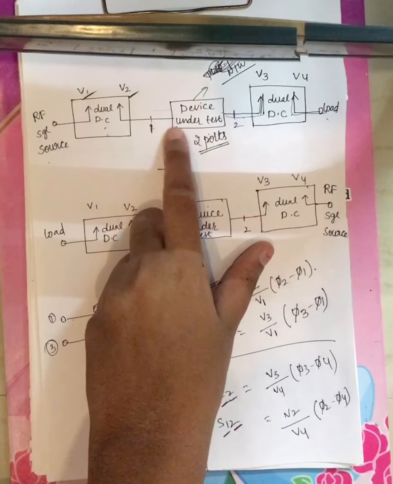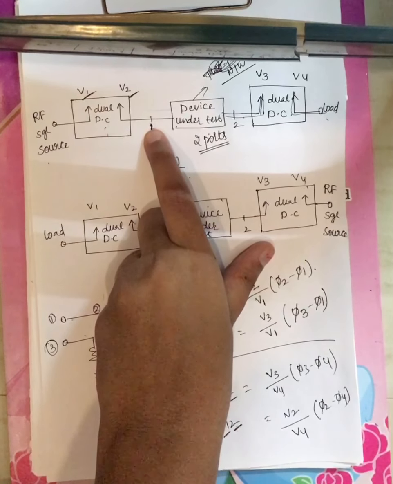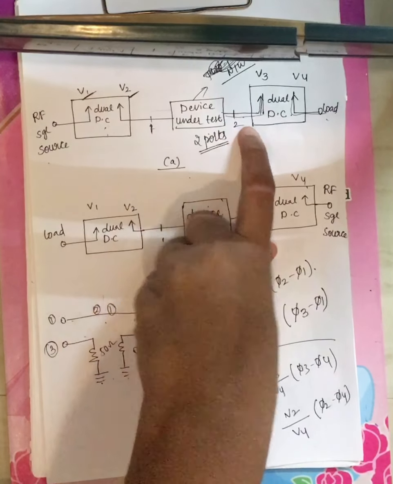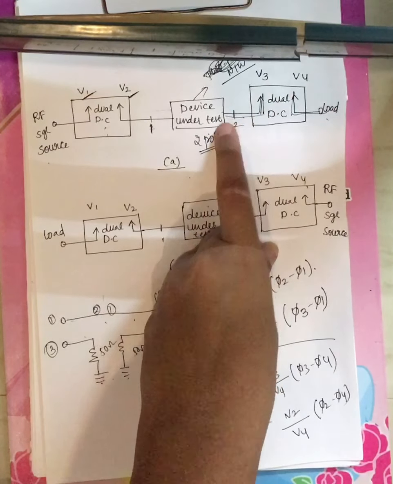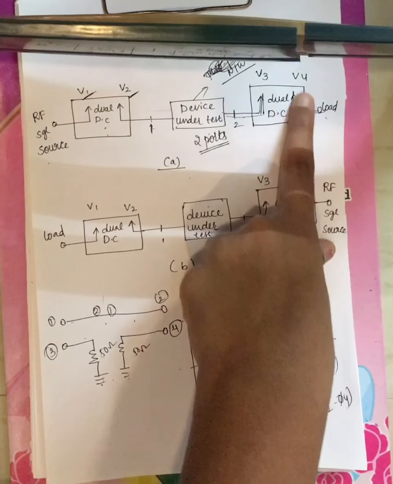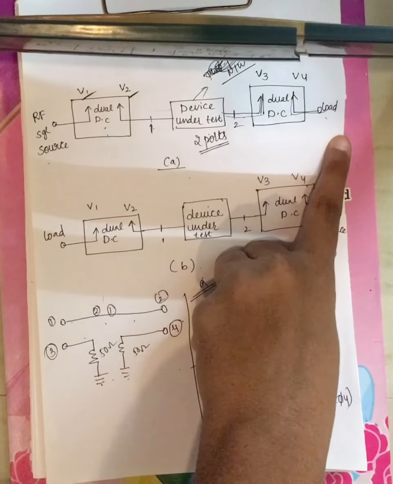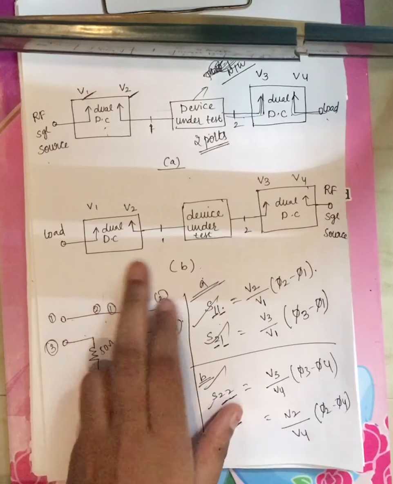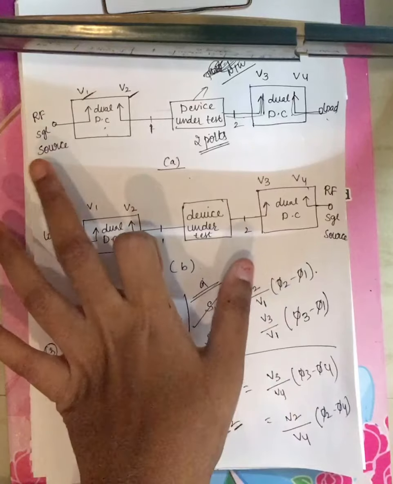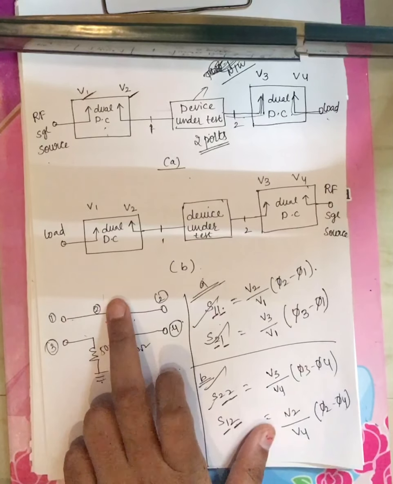Now this is given to the device under test, port 1 of that particular device and port 2 of that particular device, right? And port 2 of that device is connected to another dual DC, terminated. The last output of the dual DC is connected to the load, right? Coming to the second setup, the difference between these two is that the load and RF signal source are interchanged, right?